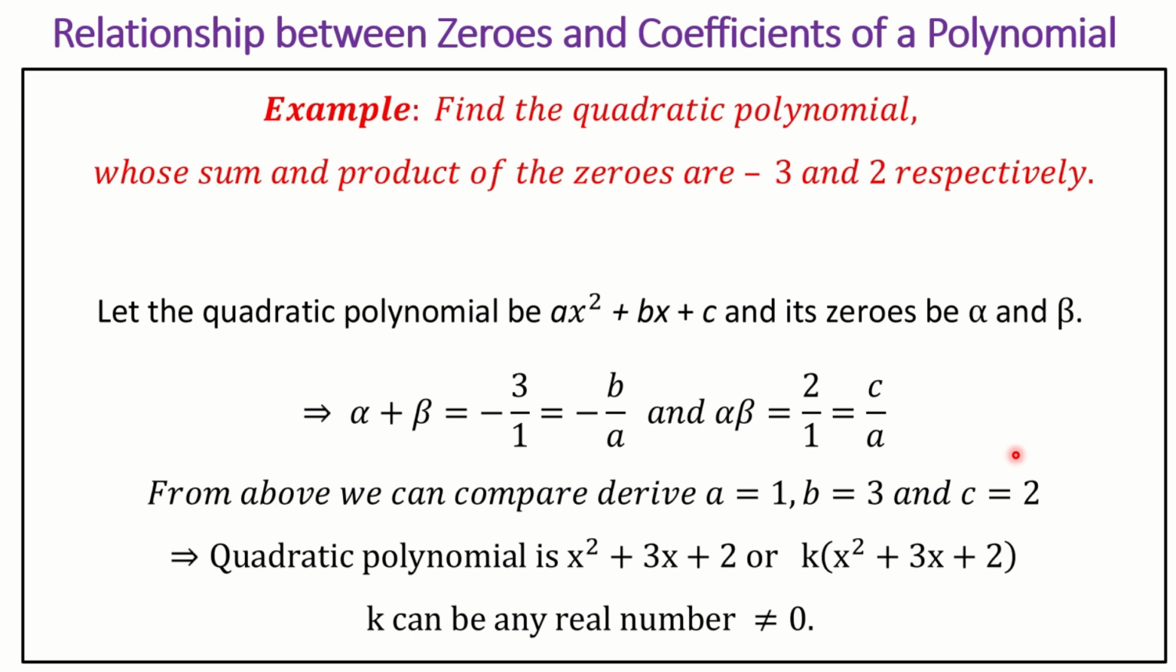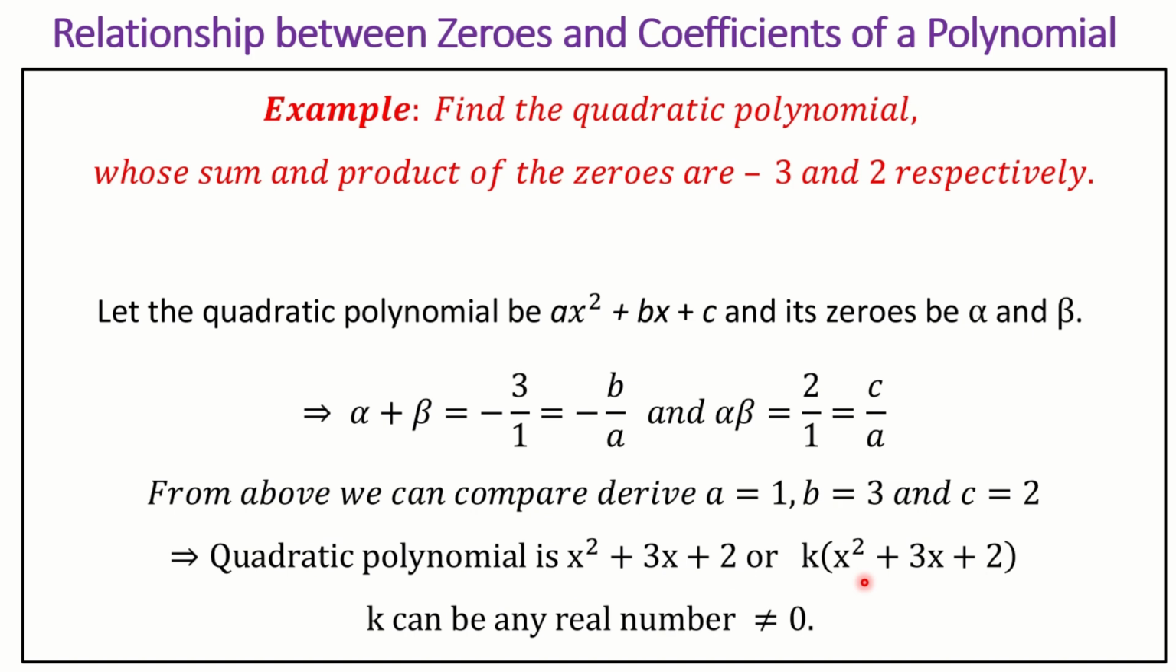Oh, sorry. It's given: sum and product of zeros are minus 3 and 2. So that means alpha plus beta equal to minus 3, and alpha beta equal to 2, that is c by a. From this we can easily compare a equal to 1, b equal to 3, and c equal to 2. That way you can construct x square plus 3x plus 2, or we can keep some constant k, then also that's the equation. This is the polynomial.